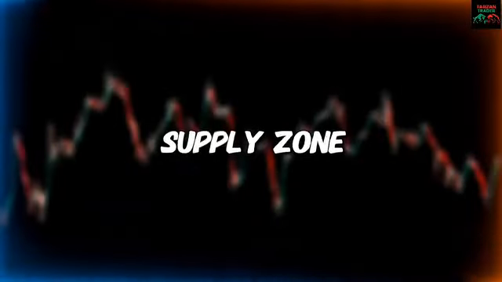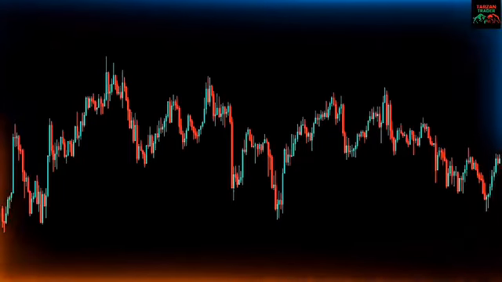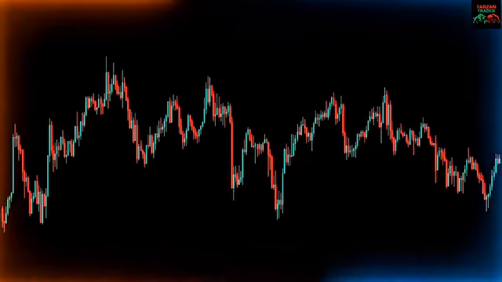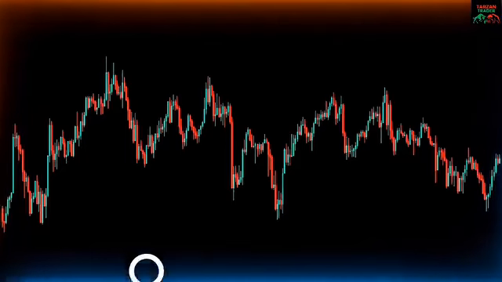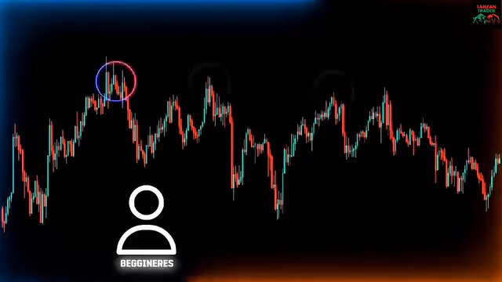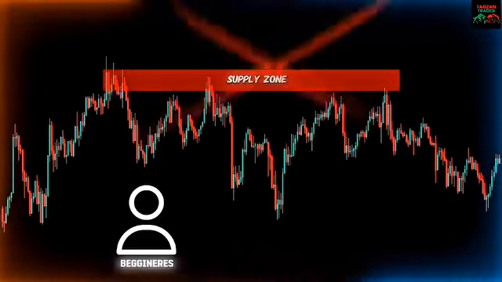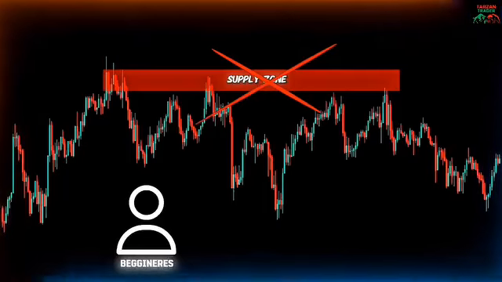All right, let's start with the supply zone. Before you ever mark a zone on the chart, you need to understand why that zone exists, not just where it is. Because most beginners simply draw a box wherever they see price touching a level 3 to 4 times, and then they call it a supply zone. But that's not supply. That's just guessing.